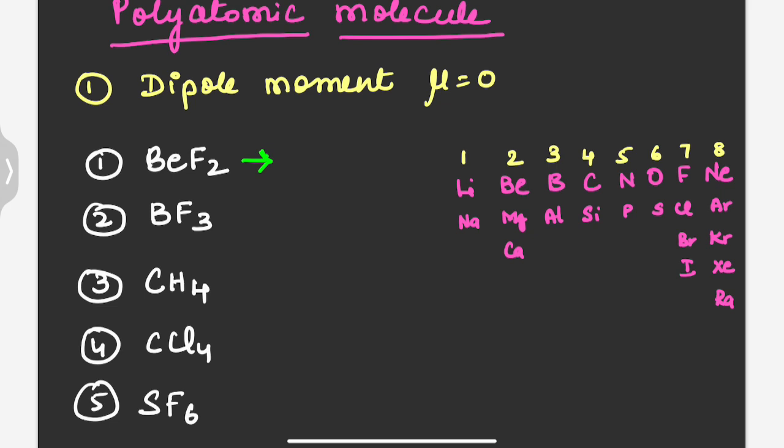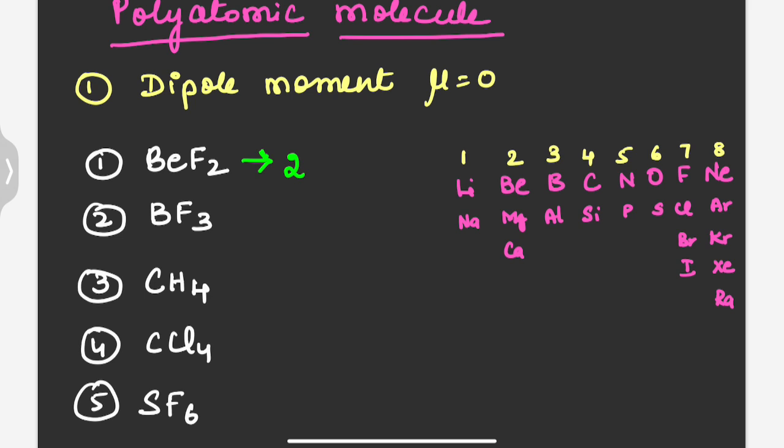So here we will see how to find their geometry. For BeF2, for Be, how many valence electrons will be present? Here you can see I have written the valence electrons for some of the atoms. Lithium and sodium will be having 1 valence electron. Beryllium, magnesium, calcium will be having 2 valence electrons. Boron and aluminium will be having 3 valence electrons. So you can remember this table. For beryllium, Be, the number of valence electrons is 2. So I'll write there are 2 valence electrons.